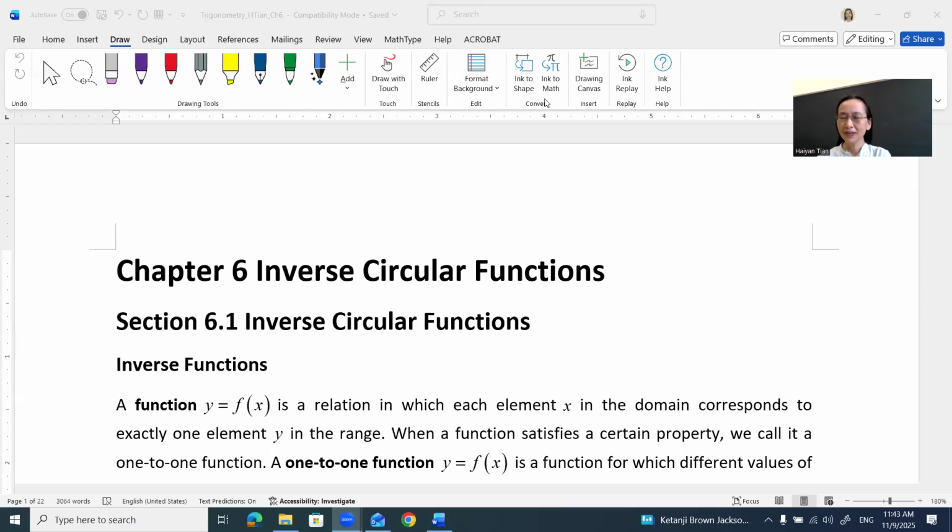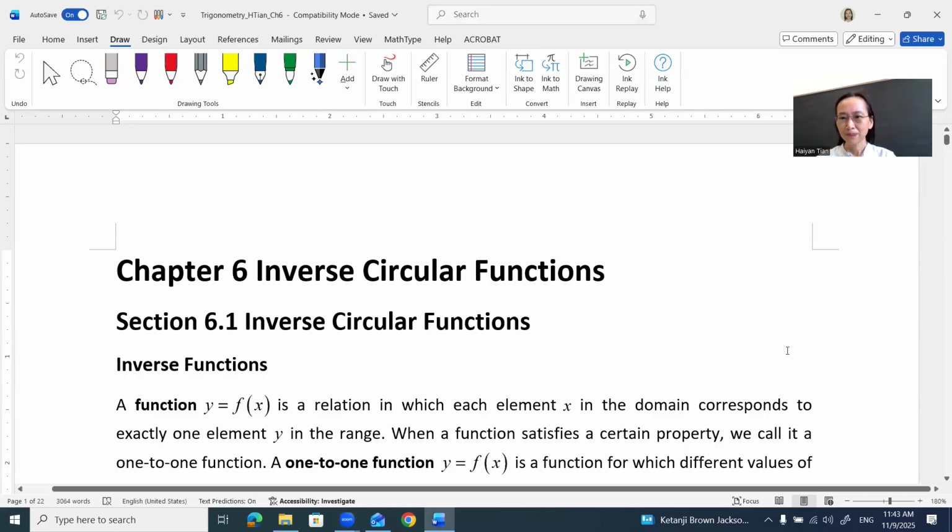Now inverse circular functions. Not every function is invertible. So what is the condition for a function to have an inverse? We know it should be a one-to-one function. Then what is a one-to-one function?